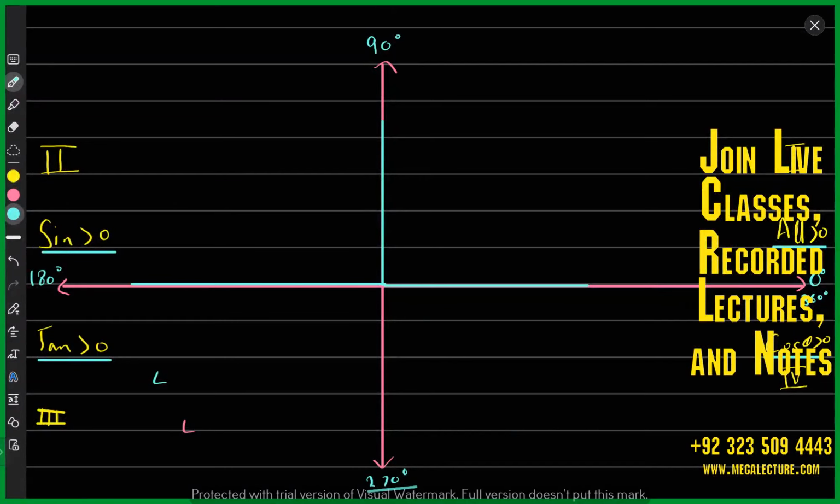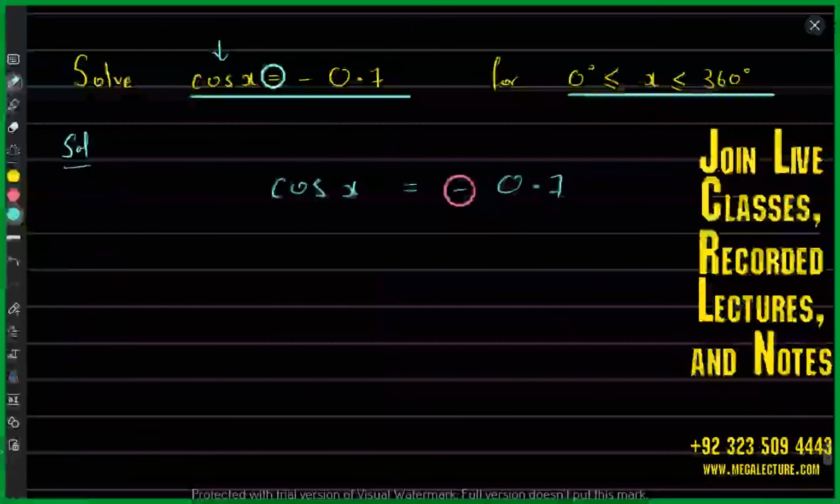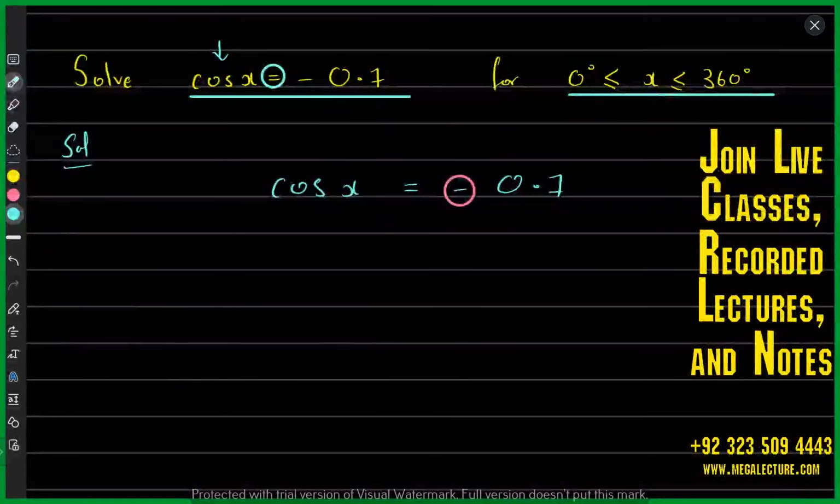Okay, so it is either the second quadrant or the third quadrant. And it is cos of x is equal to negative 0.7. So first of all, you need to find out the value of x directly. And how do we do that? By taking cos inverse of negative 0.7.